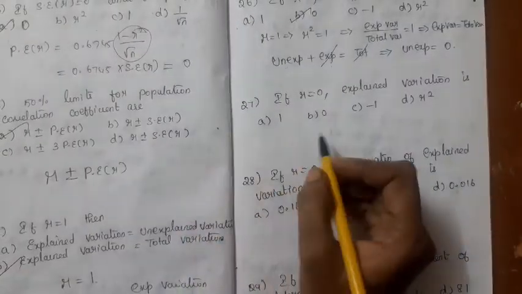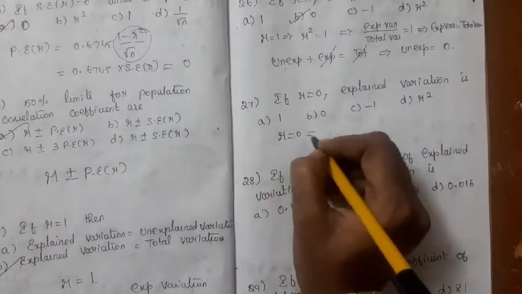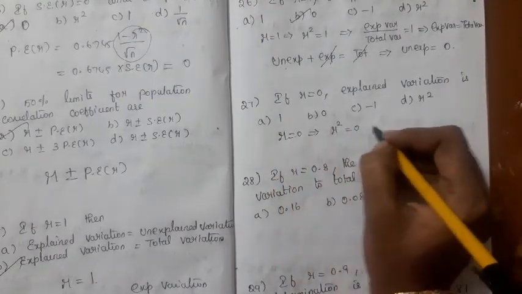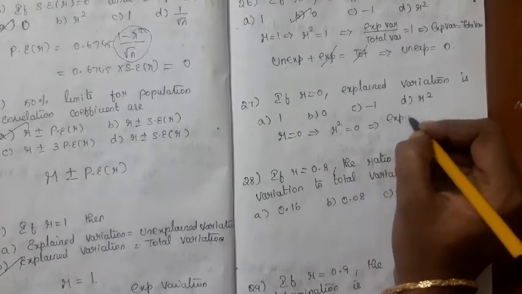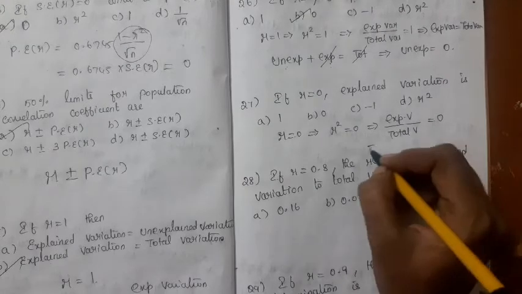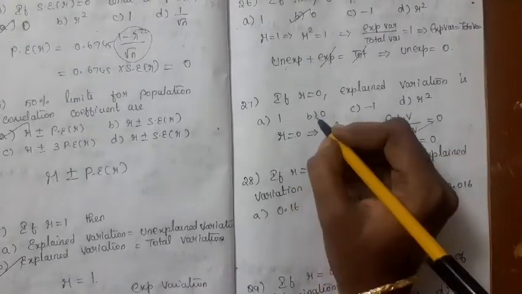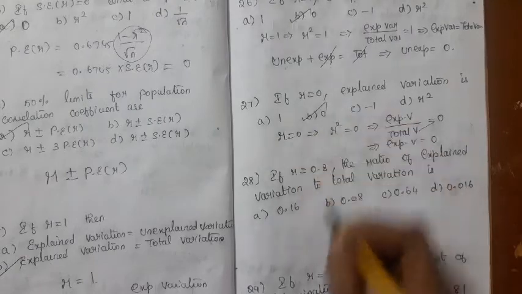If R is equal to 0, what is explained variation? R is equal to 0 implies R square equal to 0, and that implies explained variation by total variation is equal to 0, which implies explained variation is equal to 0. Okay, the answer is option B.